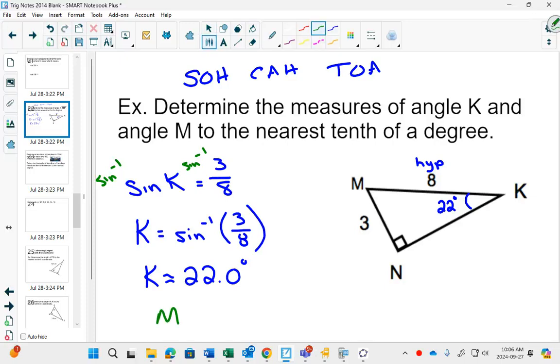Can we do mental math and just say that M is going to be then approximately 68.0 degrees, because that adds up. The nearest tenth, I'll even put the decimals on there as well. So if it says to the nearest tenth, even if it's a 0, you still have to write the 0.0.